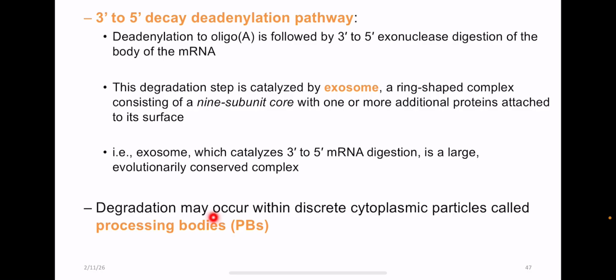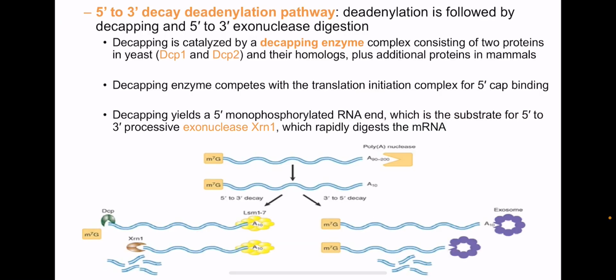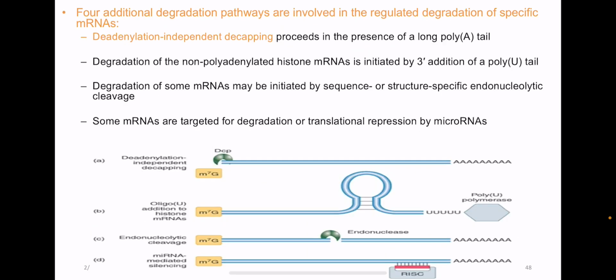Degradation may occur within discrete cytoplasmic particles called processing bodies. If mRNAs are being degraded, mostly it occurs in particles called processing bodies. There are other degradation pathways for eukaryotic mRNAs, but these are for specific mRNAs and not most of our mRNAs. Most of our mRNAs undergo one of these two degradations, but there are a few mRNAs that undergo one of these four we are here to talk about.